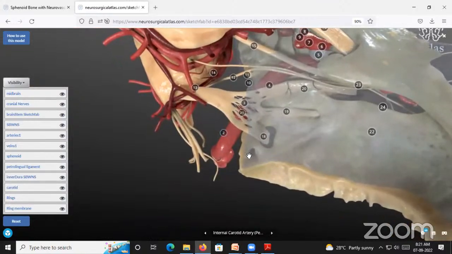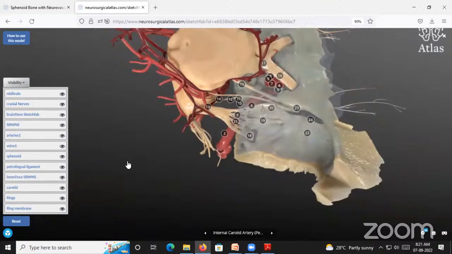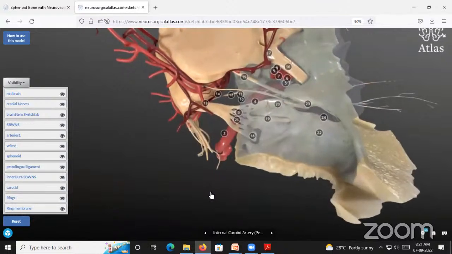So Dr. Areeba is using Sketchfab right now. You can all go and see this online as well. So Dr. Areeba, while you work with the figure, what fibers constitute the Vidian nerve? That's one of the questions. And what are prefixed and postfixed chiasm?